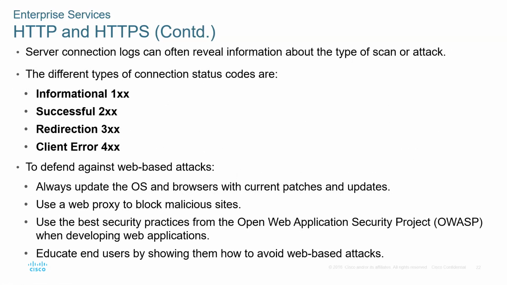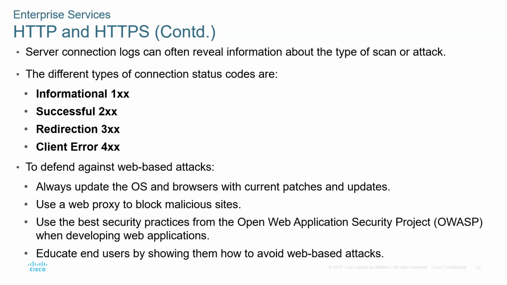So for the different types of connection that you are connecting, you'll get codes like informational, successful, redirection and so on. But to defend against web-based attacks, please write these 4 bullet points. Make sure your operating system is updated and browsers have current patches and updates. That's number 1. Hardening your device and your web browser is the number 1 way to really prevent any of these HTTP or HTTPS problems.